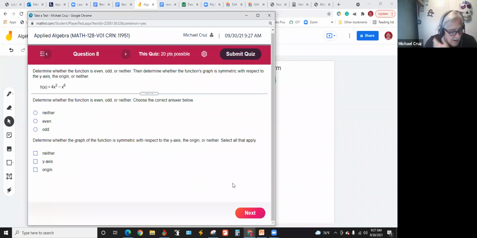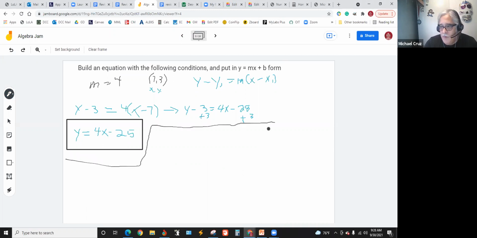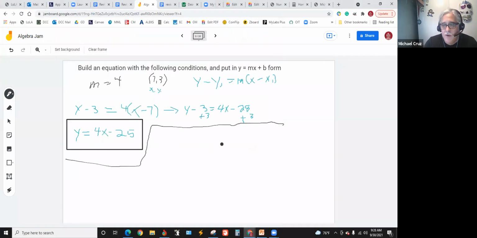All right, what about odd and even? Y'all remember that? That one takes a little bit of work. Make us some room here. So what was the name of that? It said h of x is equal to 4x squared minus 6.